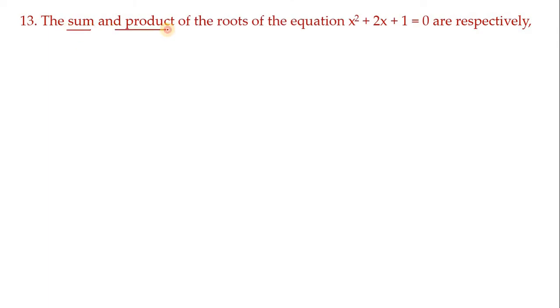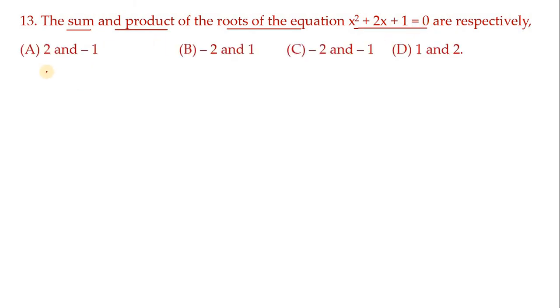The sum and product of the roots of the equation x square plus 2x plus 1 equals 0 are respectively: 2 and minus 1; minus 2 and 1; minus 2 and minus 1; 1 and 2.